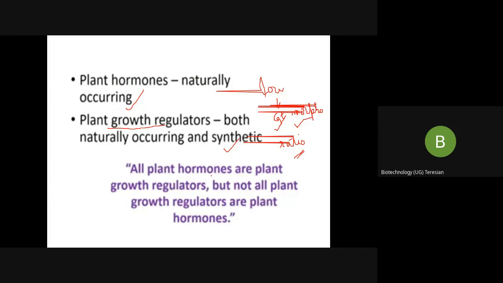All plant hormones are growth regulators. So all your plant hormones can be your growth regulators, but not all growth regulators are your plant hormones. Why? Because I can synthesize a different variety of compounds, which are called growth regulators, which may not be available naturally. So remember, all plant hormones are growth regulators, but all growth regulators are not plant hormones. So in my class also, I'll just keep interchanging these words.